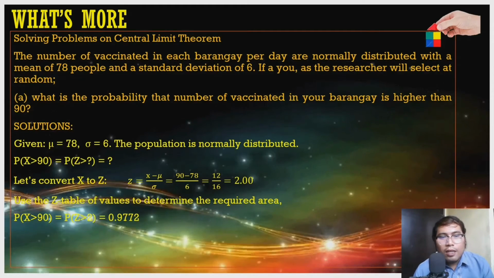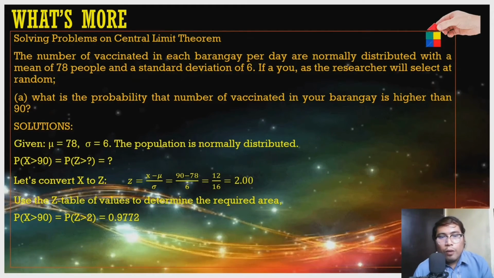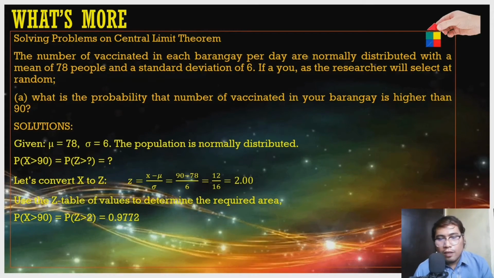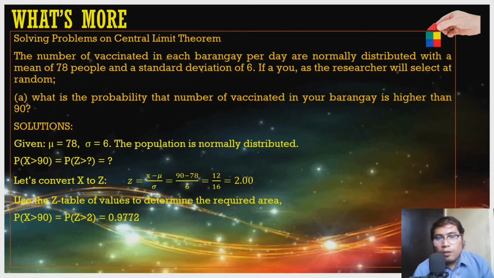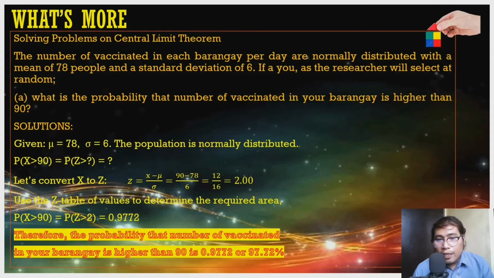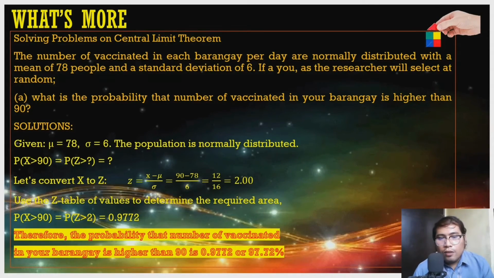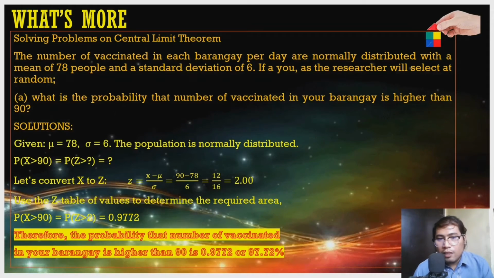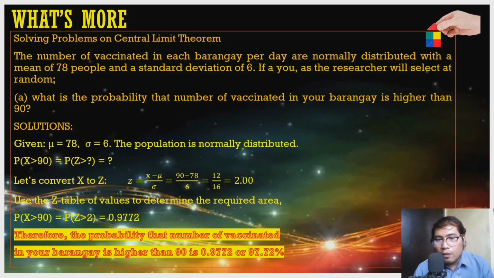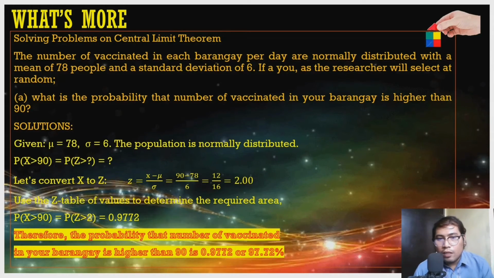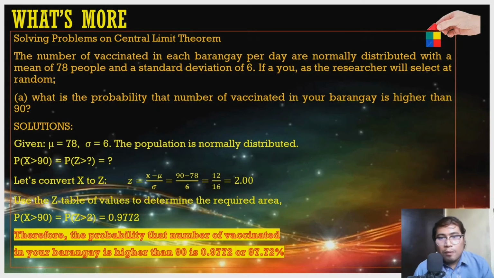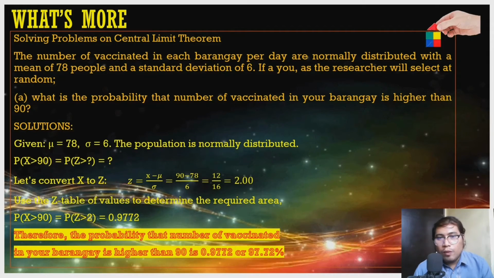So we can say that the probability that x is greater than 90, where P of z is greater than 2, since the z we solved earlier is 2, is equal to 0.9772 by using the table. Therefore, the probability that the number of people vaccinated in your barangay is higher than 90 is actually 0.9772, or 97.72%, which means they will have higher than 90 people vaccinated.